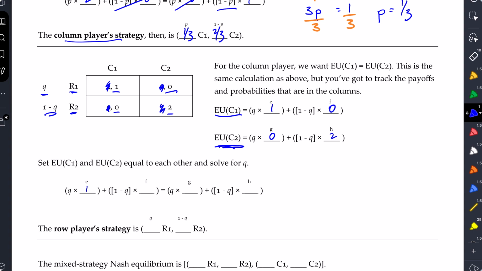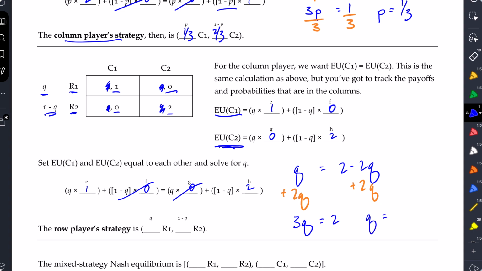Okay, so then again, 1, 0, 0, and 2. So we have Q, that will go to 0. That goes to 0. 2 minus 2Q. Add 2Q to both sides. That gives us 3Q equals 2, or Q equals 2/3.